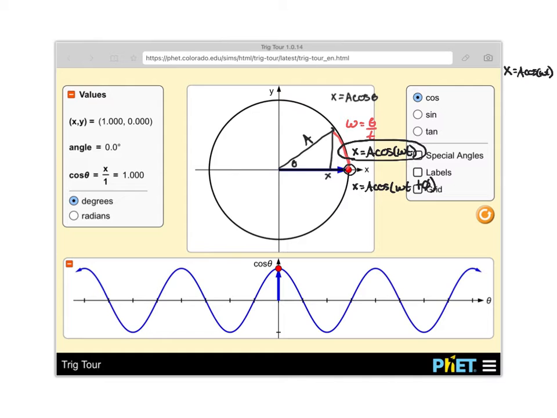Now, when we want to know velocity, well, we know that velocity is equal to the first derivative of our position function. So what I'm going to do here is take the first derivative of our position function, and that's going to give me negative A omega sine of omega t. It's a little bit too squished. Let's try writing that a little bit bigger.